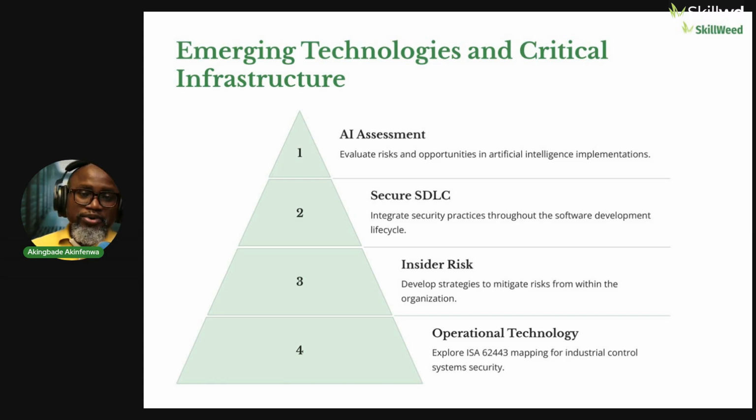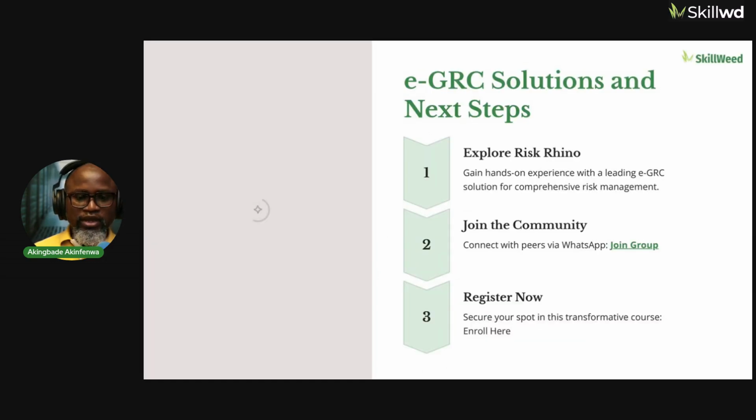Then we talk about operational technology for our critical infrastructure, refineries, power grid, nuclear station. We're going to use ISA 62443 to map for industrial control in that space also. Then we're going to learn a GRC tool, a partner of ours called Risk Rhino. So we look forward to having you there.